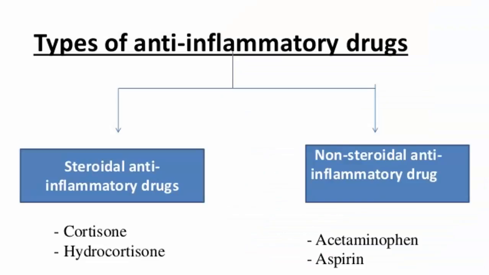There are two main types of anti-inflammatory drugs in medicine. The first category is steroidal anti-inflammatory drugs like cortisone or hydrocortisone. The second category is NSAIDs, that we are talking about.